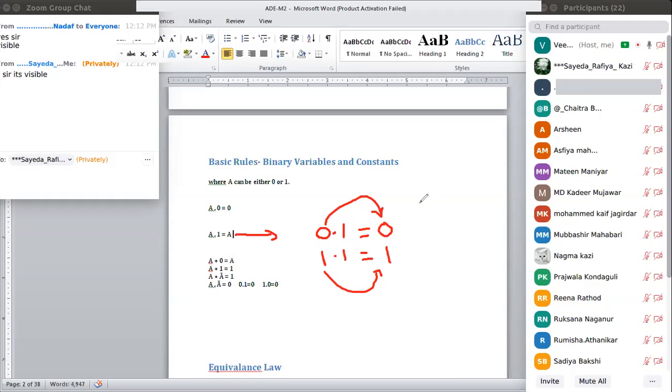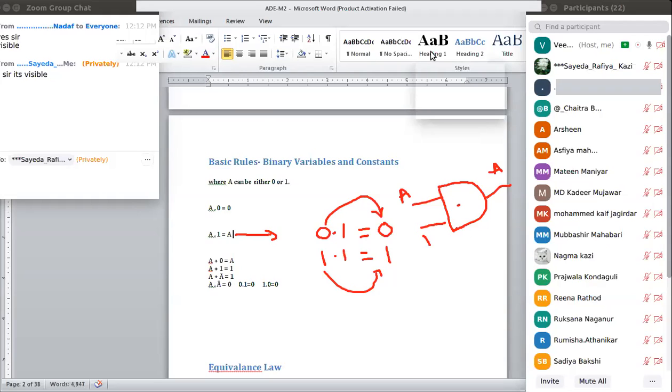Say for an example, if I draw the logic symbol for this operation, this is the AND gate, where one input will be 1, another input will be A. So for this, always the output will be A, right? Hope you are understanding. You can reply in the chat box if you are not understanding, if you have any doubts.